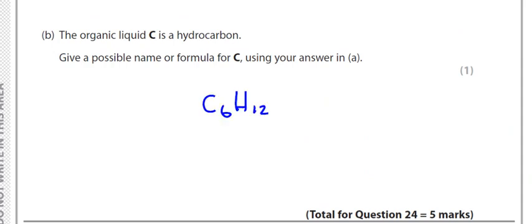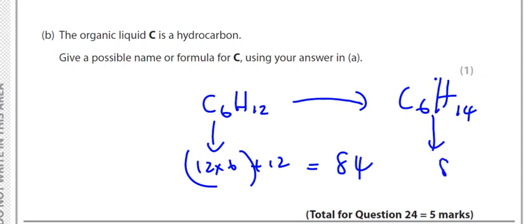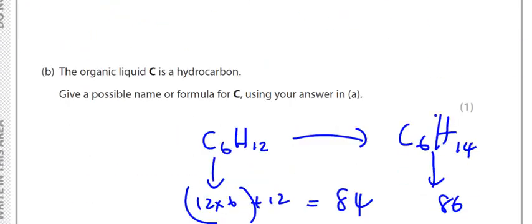So let's start with C6H12. You have 12 times 6 plus 12 equal to 84. So it can't be C6H12. It can't be an alkene. So obviously it has to be an alkane. C6H14 is 86, right? So the molar mass we got as 86 in the previous step. So it has to be C6H14.